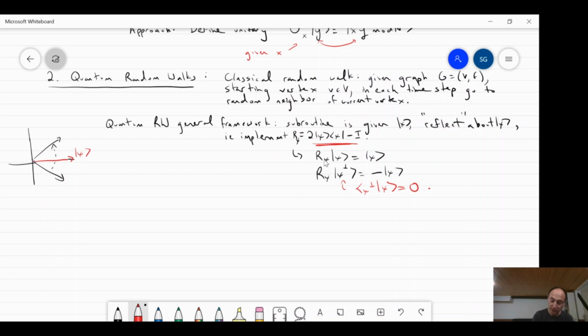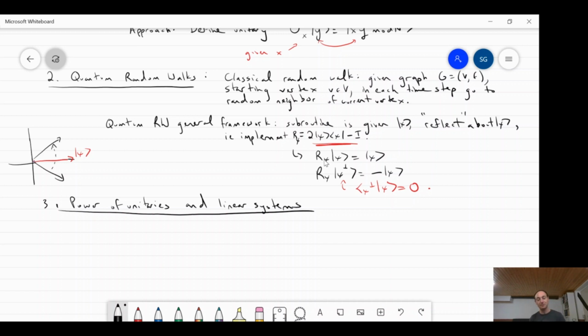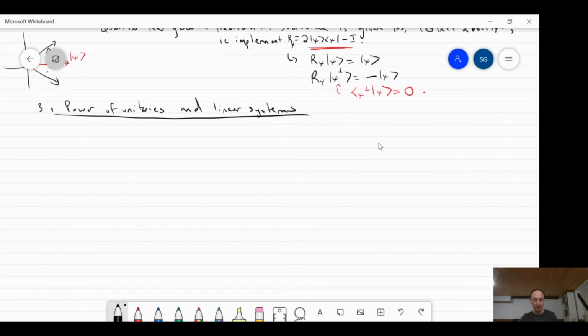Good. The last thing I want to mention is powers of unitaries. Linear systems. So this application is going to be more akin to the random walk one rather than Shor's algorithm. And the idea here is as follows. So first, let's do powers of unitaries.